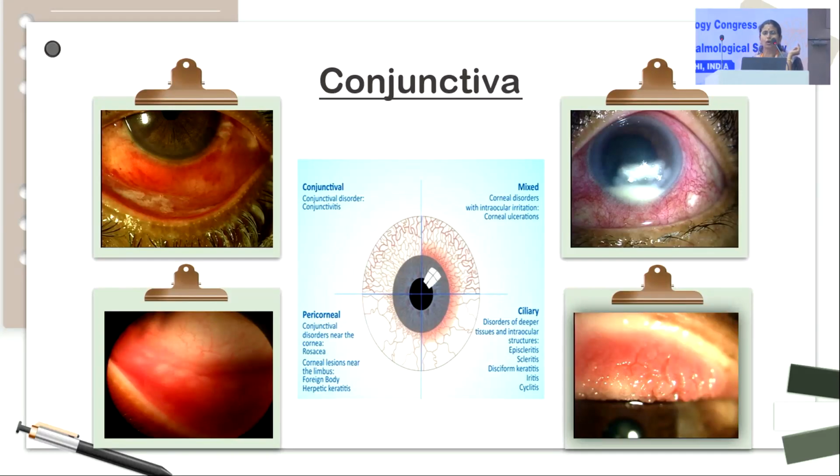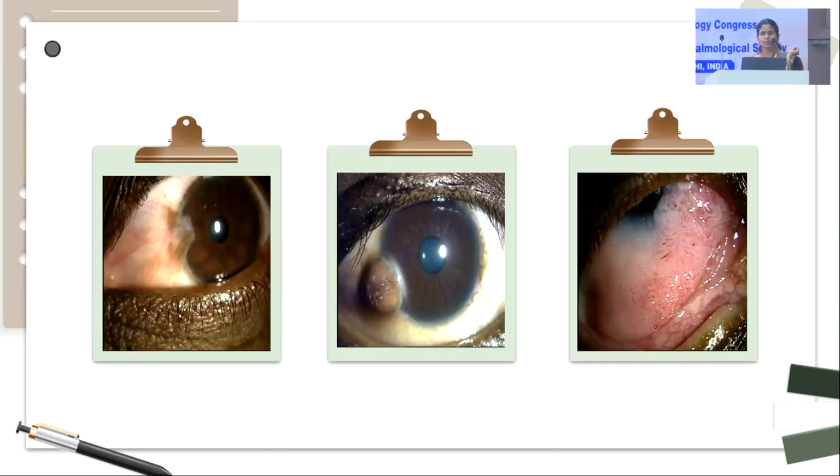The fornix, look for any follicles, and evert the upper eyelid and see for papillae. The other common exam question is the difference between papillae and follicles. Follicles are seen in infectious conditions such as trachoma and viral keratoconjunctivitis. Papillae are more in allergic conjunctivitis.